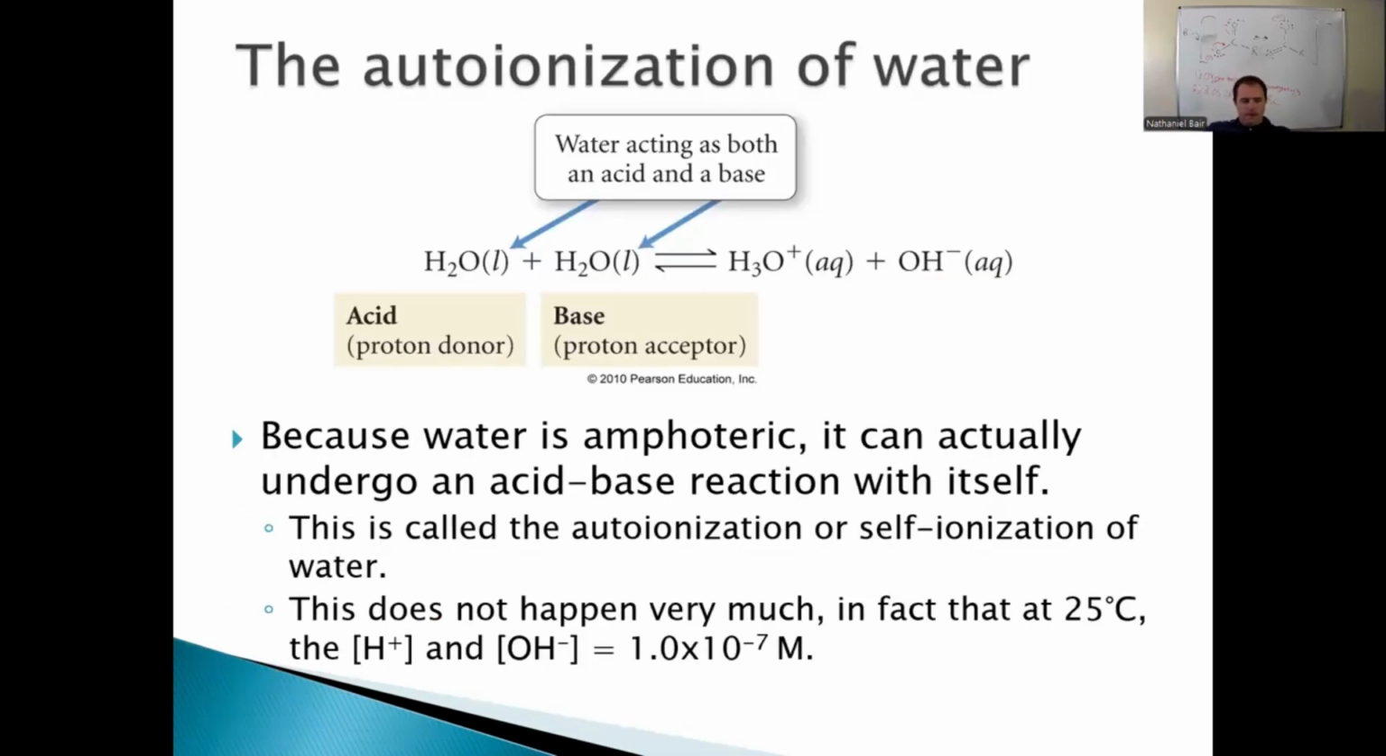Autoionization of water. The fact that water can act like an acid or a base allows it to actually react with itself. Now, this is crazy to think about, but here I got a glass of water.